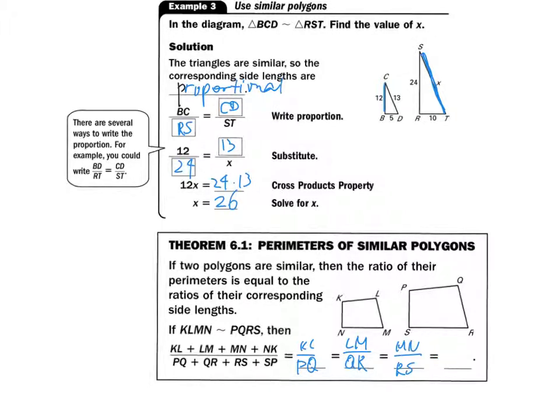Let's see if I can write it a little better. KN over PS. Okay, so that's really what it means. It's fairly intuitive. You can use properties of proportionality to prove this fairly easily, actually. Use the fourth one we learned in the last unit.